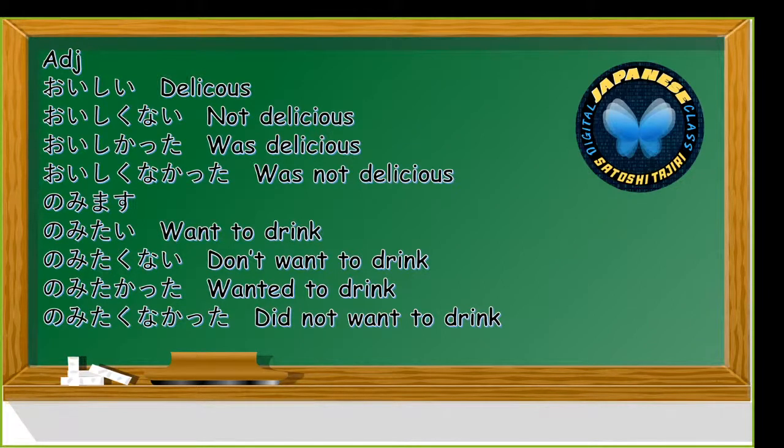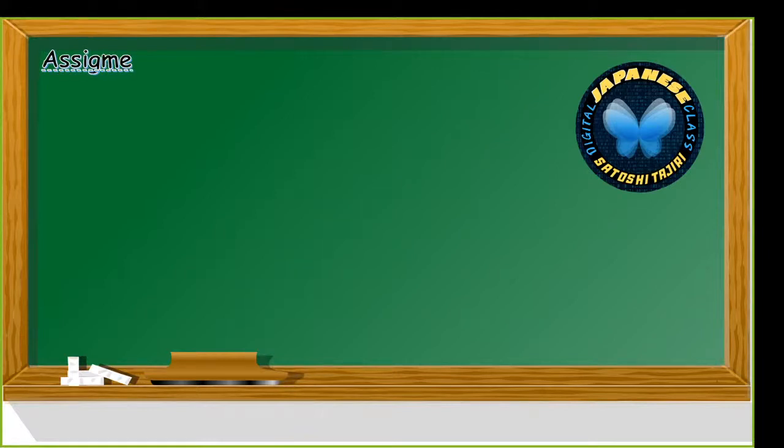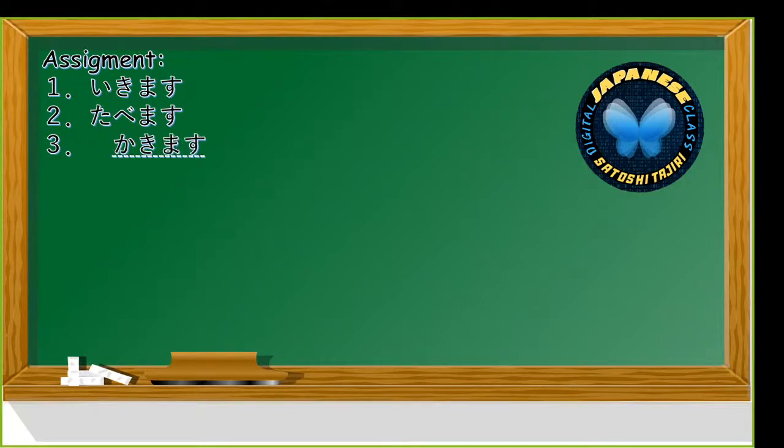Yes, teacher, I understand. Okay, for your assignment, give me all the conjugations of these verbs. First one is ikimasu. Number 2, tabemasu. Number 3, kakimasu. Number 4, yomimasu. And number 5, nemasu. Just write it, then before the class tomorrow, send it by 12:50, and I will check your assignment. For example, ikimasu, give all the forms of how to make this an adjective.